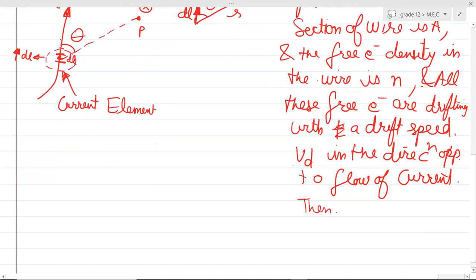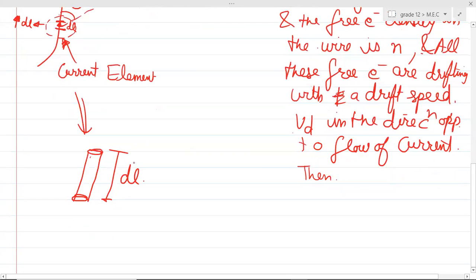Then can you see this wire? You just need to focus on the length element part. If I say this is the length element, can you see this is the length element, guys? This is your dl vector. A zoomed out view, right? So the current was flowing in this direction. So can I say the electrons are flowing in this direction with a speed Vd? Yes or no?